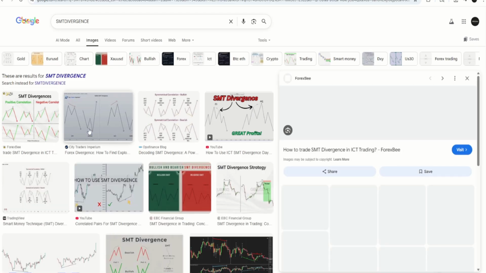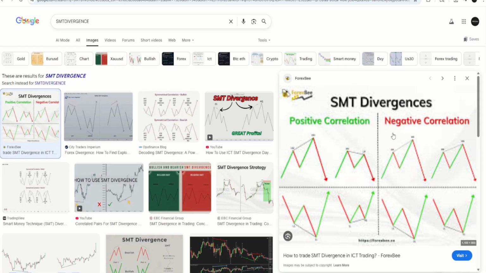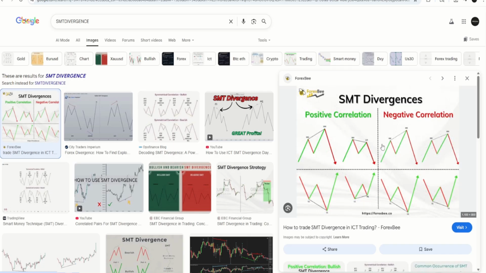Oh my goodness, this looks so sexy right here. So, here's what SMT divergence looks like. Let's say this is the DAC. The DAC creates a higher high, while the ES creates a lower high. This is SMT divergence right here.